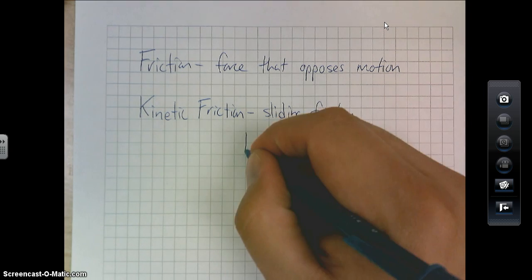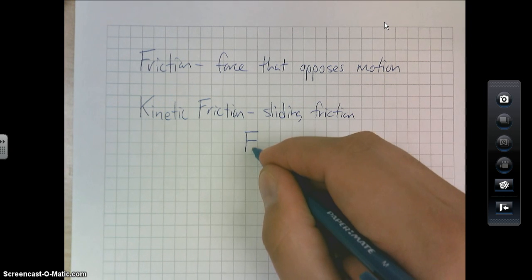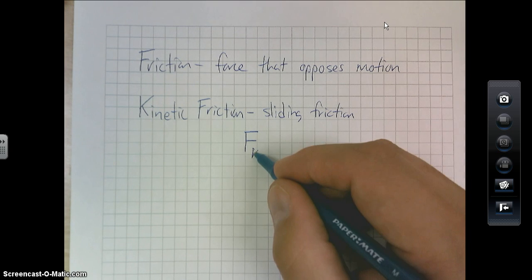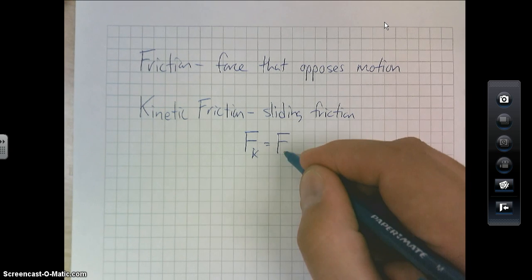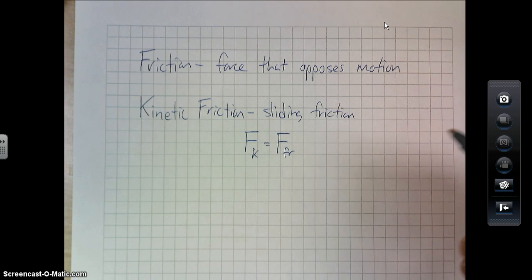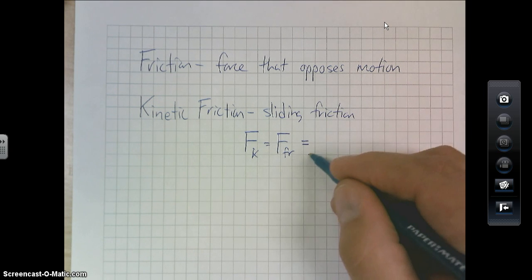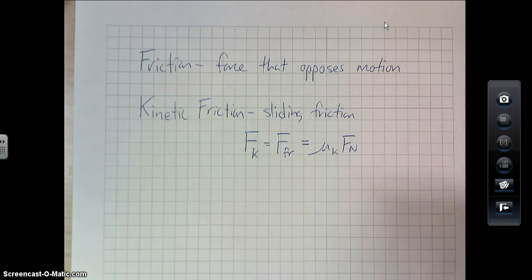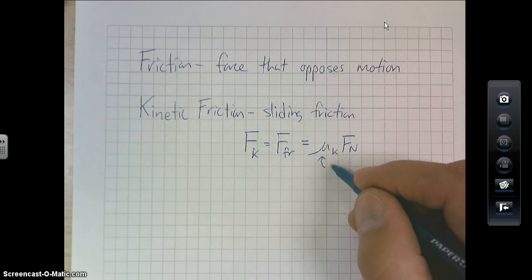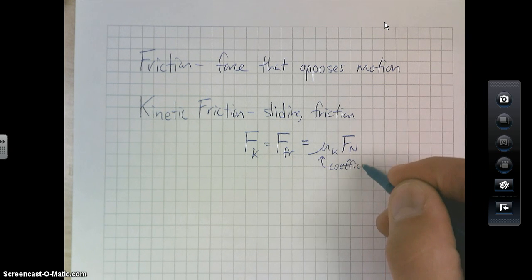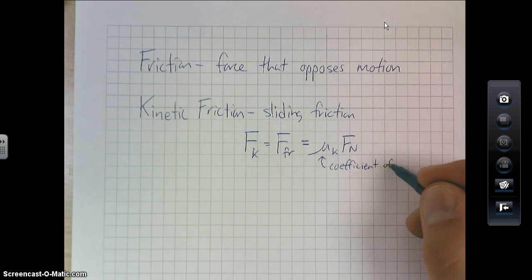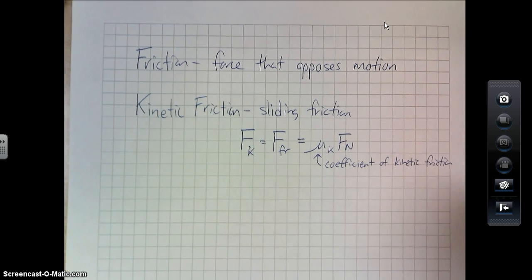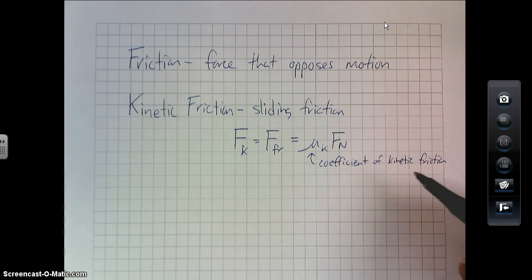Okay, and there's a formula for it. Sometimes you'll see force of friction as F of K, or you might also see just force of friction. But either way, it would be equal to mu of K times the normal force. Now, mu is something referred to as the coefficient of friction, or in this case, the coefficient of kinetic friction. Kinetic friction, of course, is when it's moving.